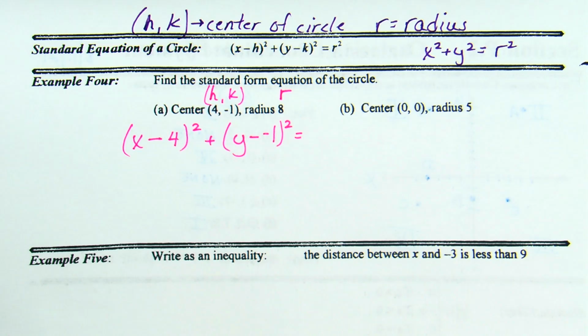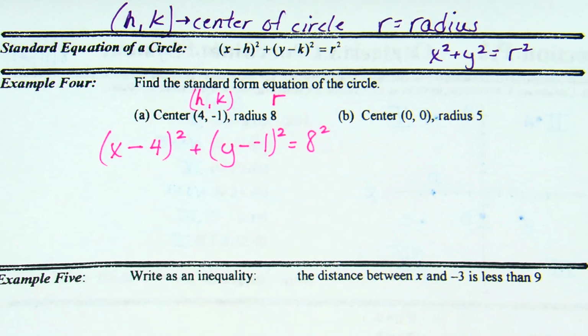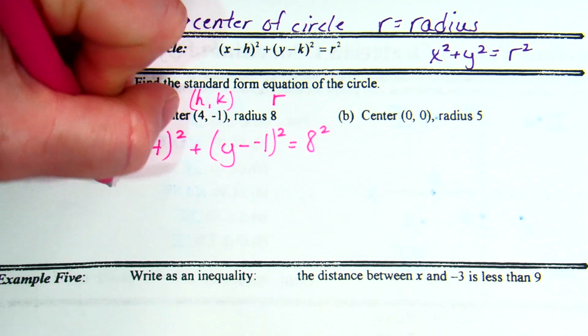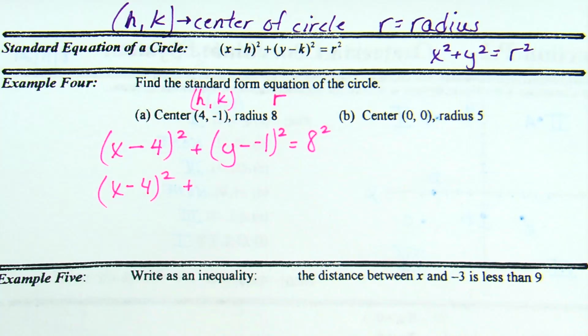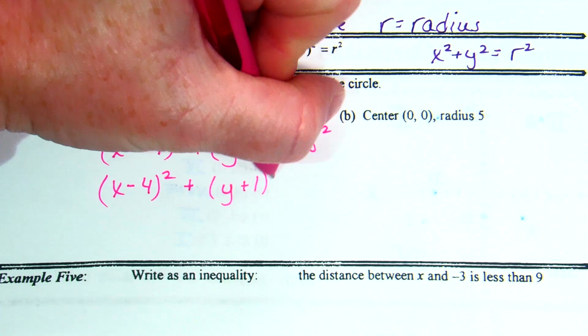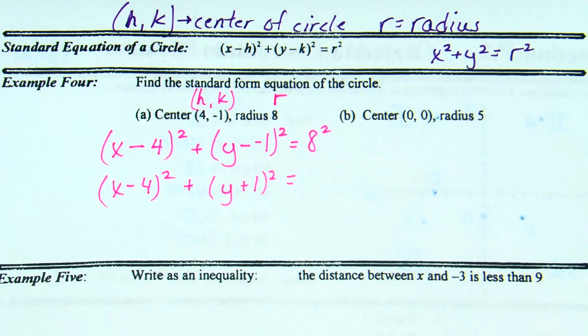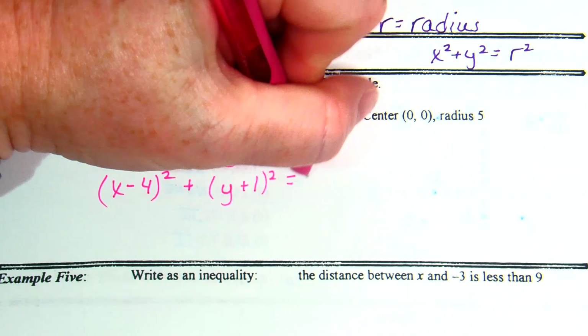At that point, it's a cleanup. (x - 4)^2 is just going to stay. We just leave it in that standard form. What am I going to do about the (y - -1)^2? Yeah, we can make that (y + 1)^2. And you obviously could have done that right at the beginning. And 8 squared is 64.